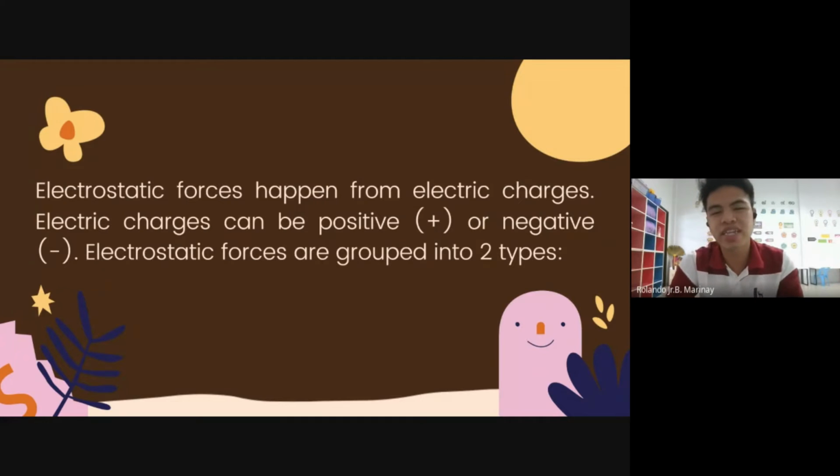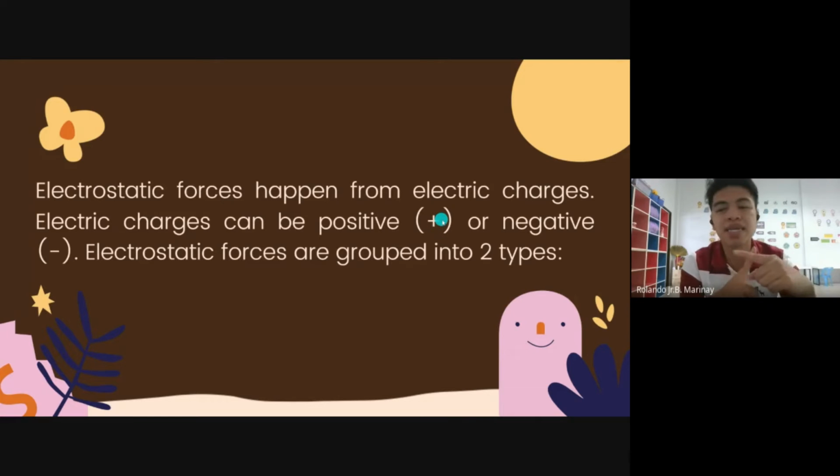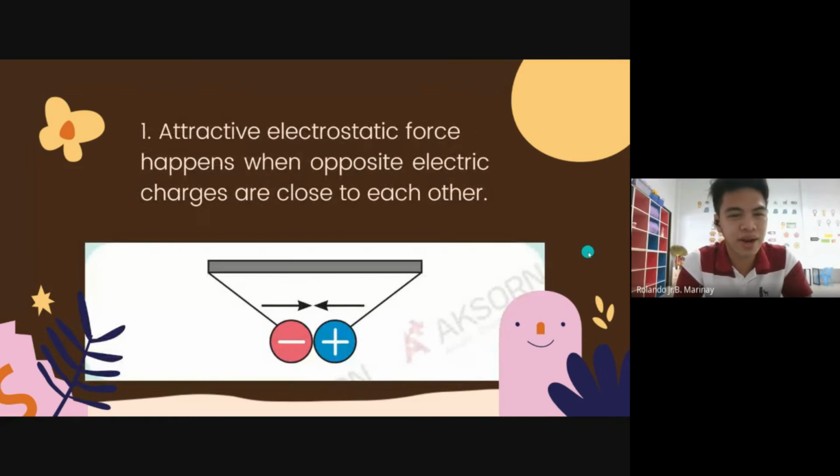Electrostatic forces happen from electric charges. That is why it's called electrostatic force, because it happens from electric charges. The electric charges can be positive or negative. When it is positive, it has the symbol plus, and the symbol minus stands for negative. So plus for positive and minus for negative in electrostatic force. That's how it works.